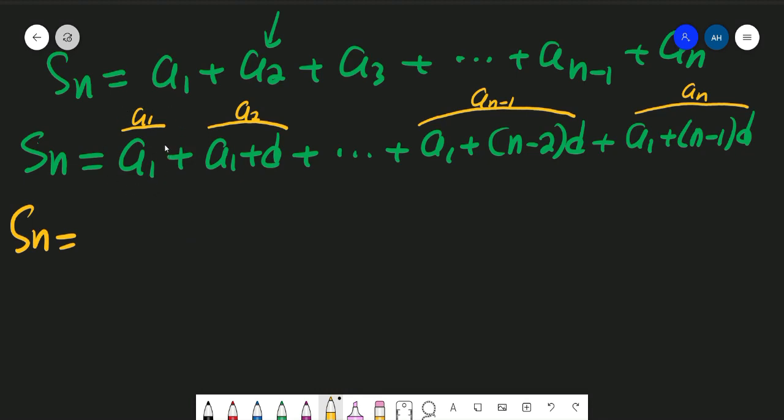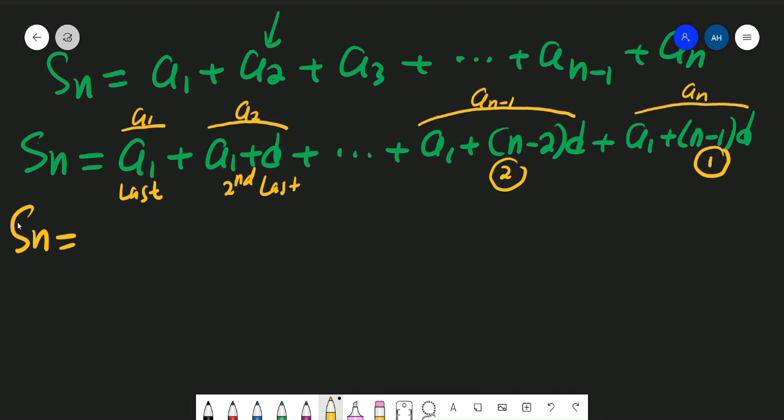What I mean is, I want to write down Sn now, and rearrange all terms. I want to write down the last one as the first one. So this one will be the first term, this one is the second term. Now this one will be my second last term, and this one will be my last term.